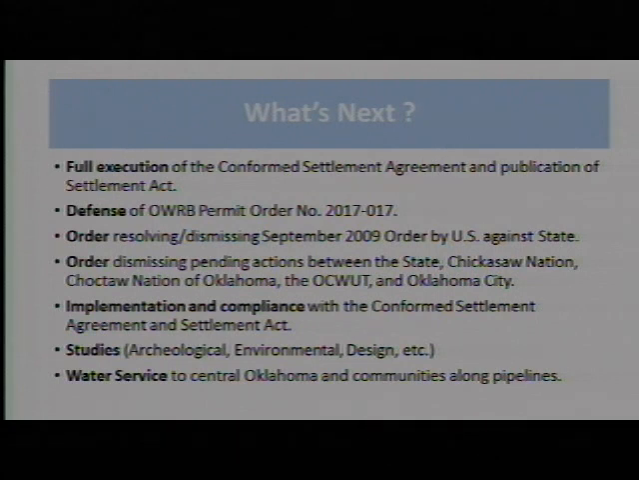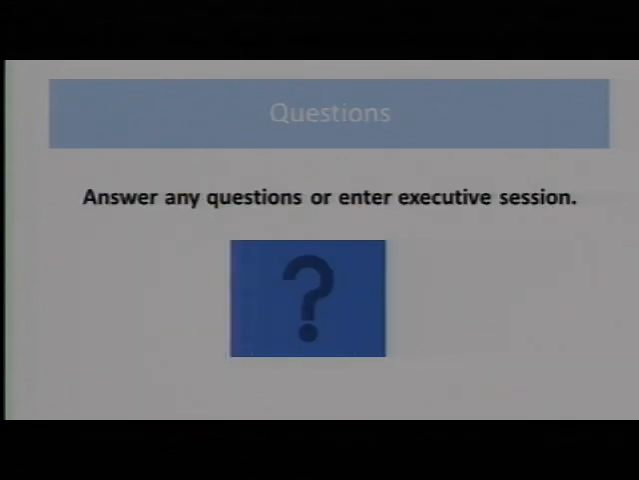Subsequent to that, there will be studies done, design studies, archaeological studies, environmental studies, to look at pipeline locations and a point of diversion. After that, we'll achieve our ultimate goal, which is to provide better and enhanced water service to central Oklahoma and communities along the pipeline. Are there any questions?